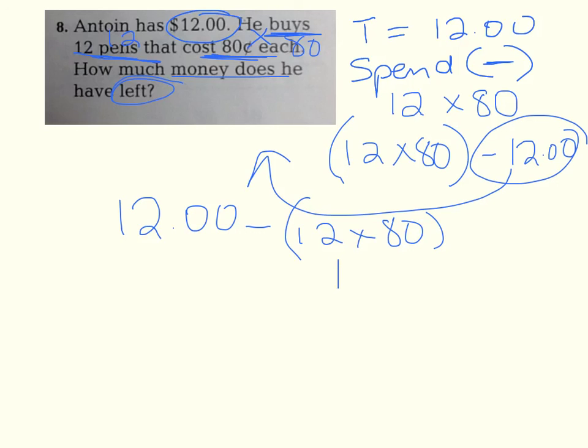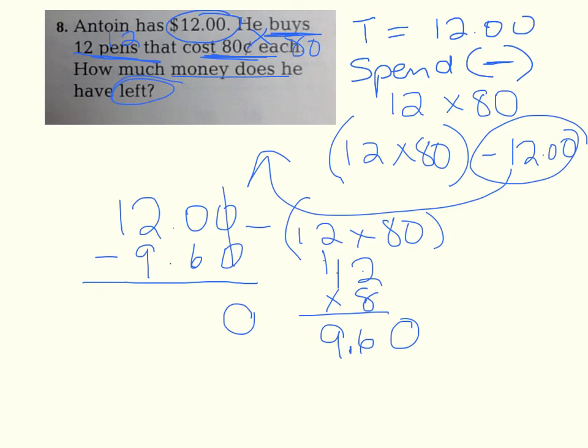Okay, 12 times 80 is what? Roll our 0 off. So 2 times 8 is 16, carry a 1. 1 times 8 is 8, plus 1 is 9. That's 960. Now, that's 960 cents. To change that to dollars, we would put a decimal right here. So now we're going to take $12 and we're going to subtract that from $9.60. So let's go ahead and do that now.